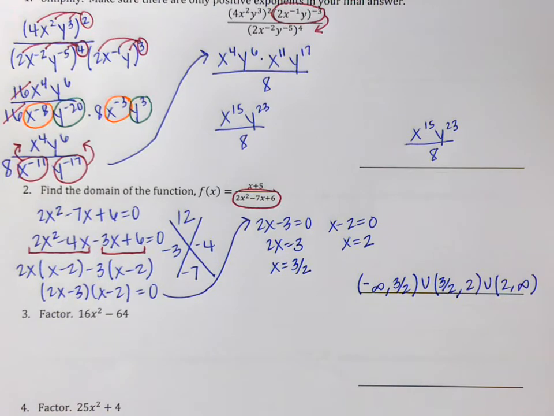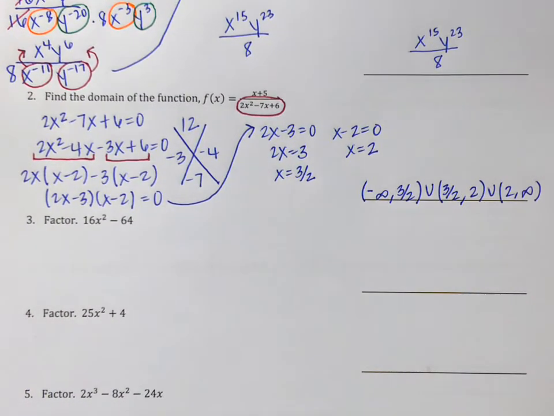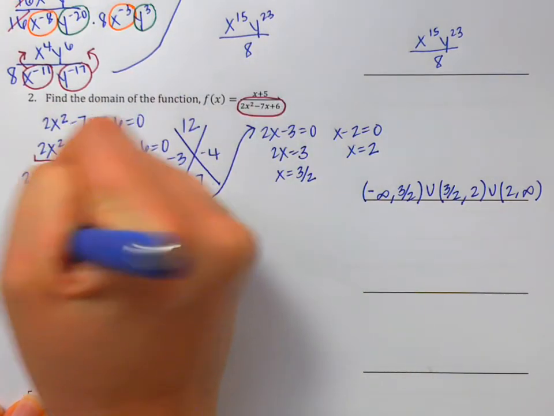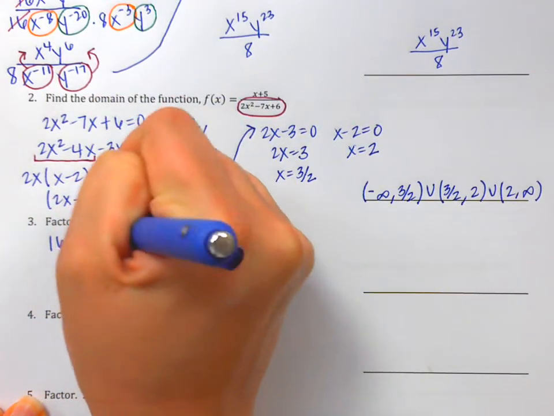Okay, 16x squared minus 64, factor. For this one, there's a lot of different ways that you can approach this. You could first just factor the difference of squares. But what I would do first is factor out the GCF. There's a GCF there of 16 that we can factor out. So I can factor out the 16 first, and then I'm left with x squared minus 4.